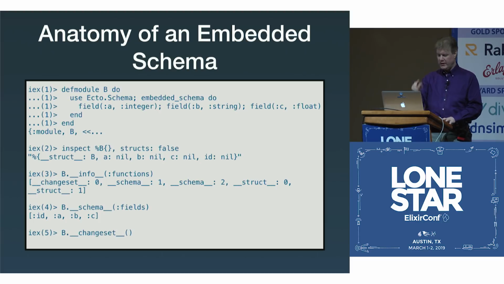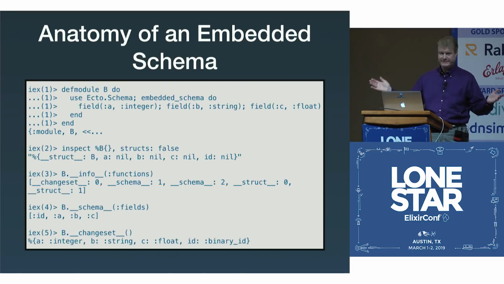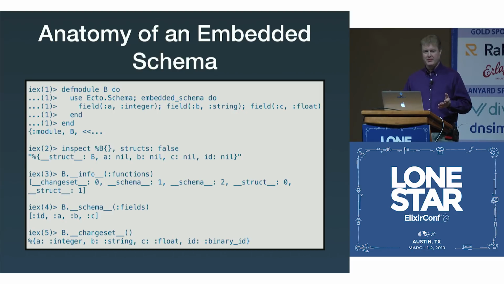We can go a little further here. Yeah, the changeset 0. This is the fun one. If we look here, it gives us back a map. There's maps everywhere. But this map tells us key names, field names, and their types. So this is carried around very succinctly in every schema that we define.